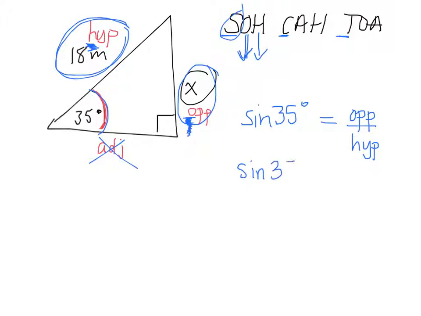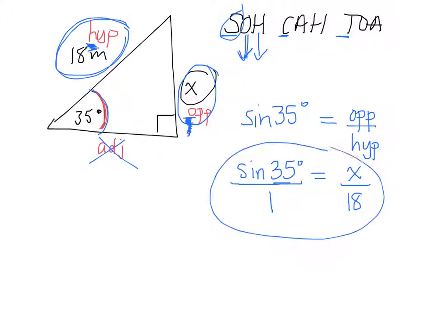So fill it in now. Sine 35 degrees is equal to... Opposite is X and hypotenuse is what? 18. Okay, so sine 35 degrees, because this is the angle, is equal to X over 18. Does that make sense? Opposite over hypotenuse. Can I divide anything by 1 and it doesn't change? Anything divided by 1, the answer remains the same, right? Now you have a proportion.